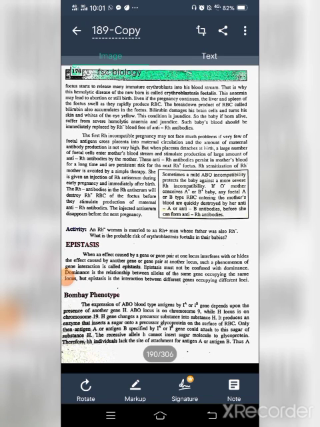The expression of ABO blood type antigens by the IA or IB gene depends upon the presence of another gene, the H gene, that is present on chromosome number 19, while the ABO locus is on chromosome number 9. Here the sites are different. One is on 9, another is on 19. Each gene changes a precursor substance into substance H. The precursor substance is first discussed, then it will be changed into substance H.